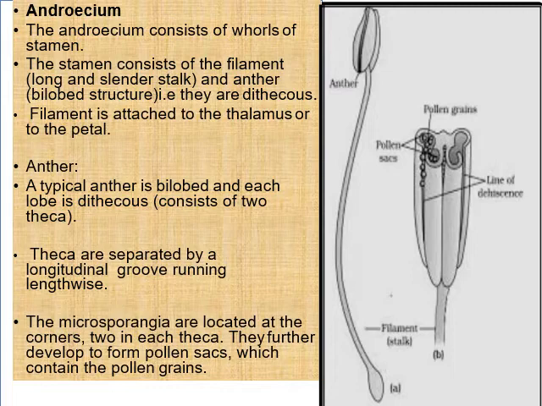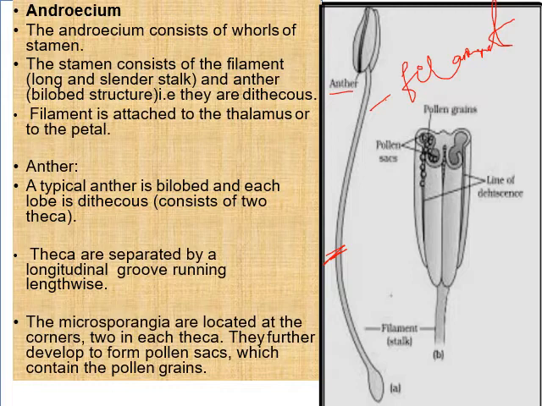See here, the androecium. The androecium consists of whorls of stamens, and each stamen has an anther and a filament. This is the filament. The stamen consists of the filament, which is long and slender, as we have learned earlier, and the anther is a bilobed structure, that is, they are dithecous. What does this mean? The anther is bilobed and dithecous.